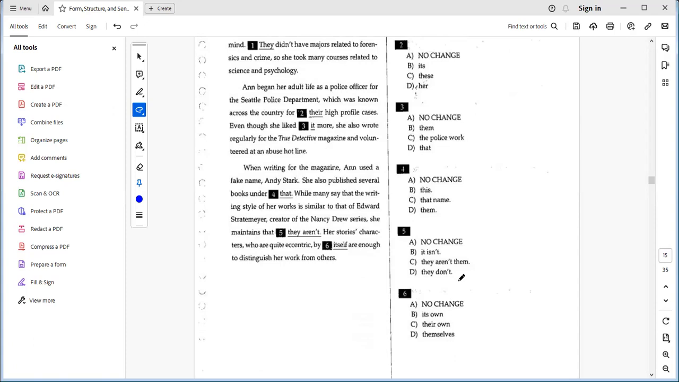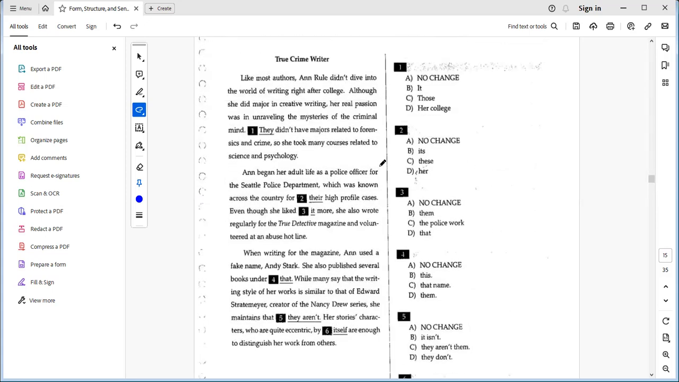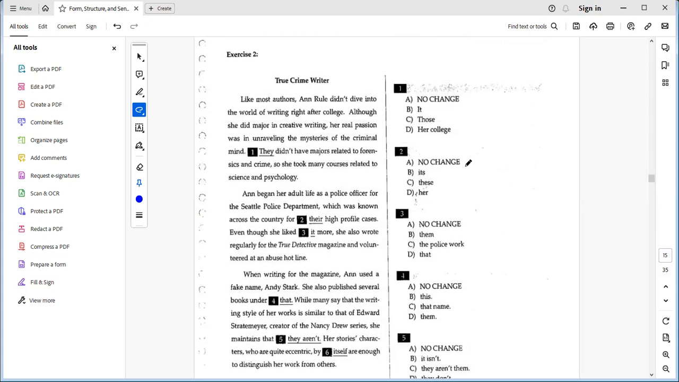Ziad, 1 right, 2 right, 3 right, 4 right, 5 right, 6 wrong. Muhammad Badawi, number 1 right, 2 right, 3 right, 4 right, 5 wrong, 6 right. Yes, Abdul Moneim, you went up a little bit? Number 2 still wrong. 6 is still wrong. Okay, done.